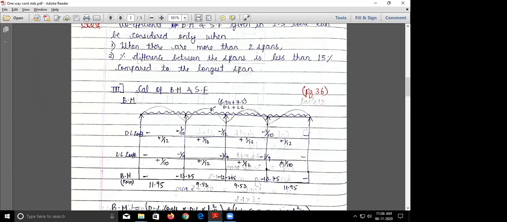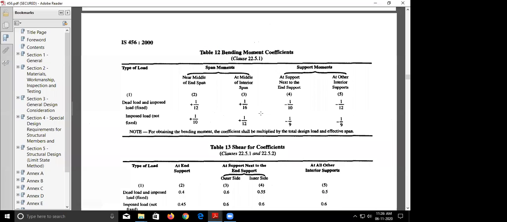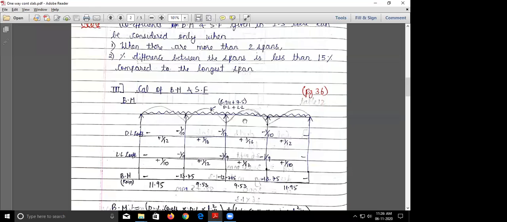Again, there is no need to look from here. So +1/10. Now the middle of the interior span is left. At the middle of the interior span, for imposed load, it is +1/12. So here it is +1/12, here also +1/12. So the live load coefficient for the mid span moment we got.